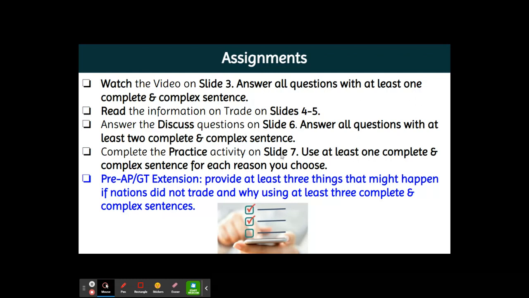Finally, we have a practice activity on slide 7, and you'll want to use at least 1 complete and complex sentence for each reason you choose. We'll show you that when we get there. If you are a pre-AP GT class, then you obviously have this extension, which is to provide at least 3 things that you think might happen if nations did not trade and why, using at least 3 complete and complex sentences. So you'll see what's going on there.